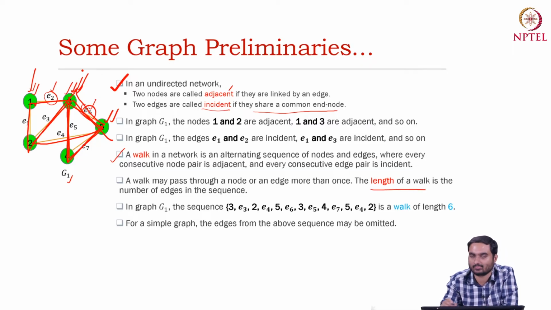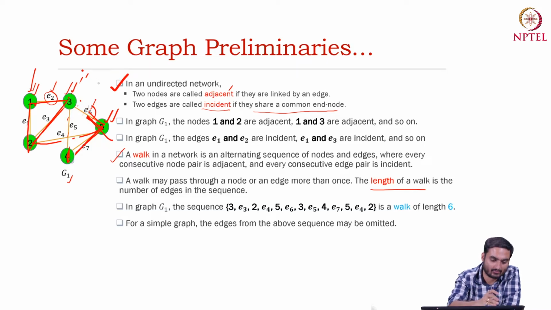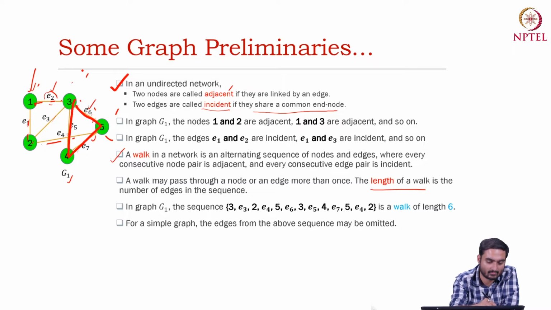And what is the length of a walk? The length of a walk is the number of edges that you have traversed through this walk. For example, if you move from 3 to 5 to 4 to 3, how many edges have you covered? 1, 2 and 3. The number of edges is the length of the walk.